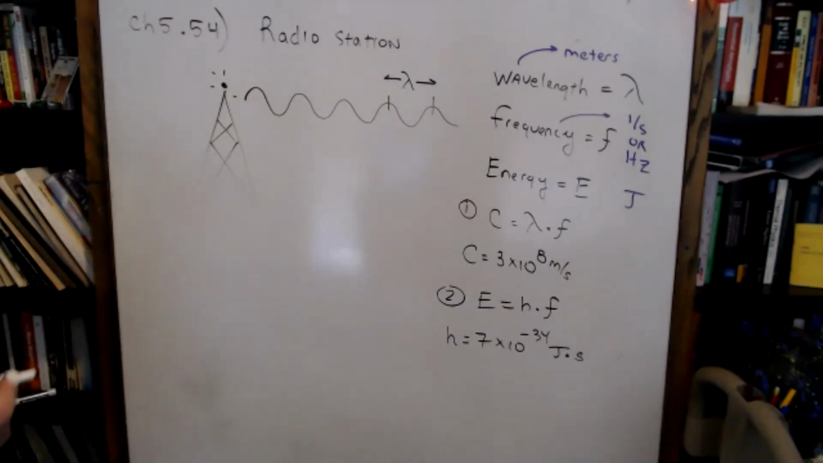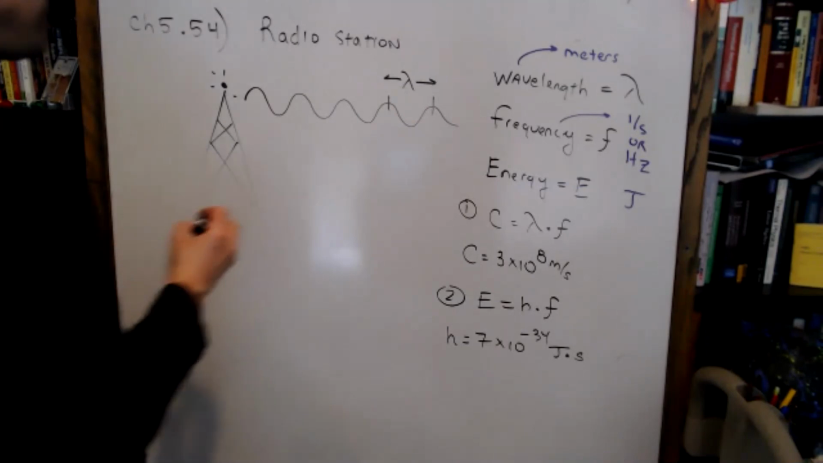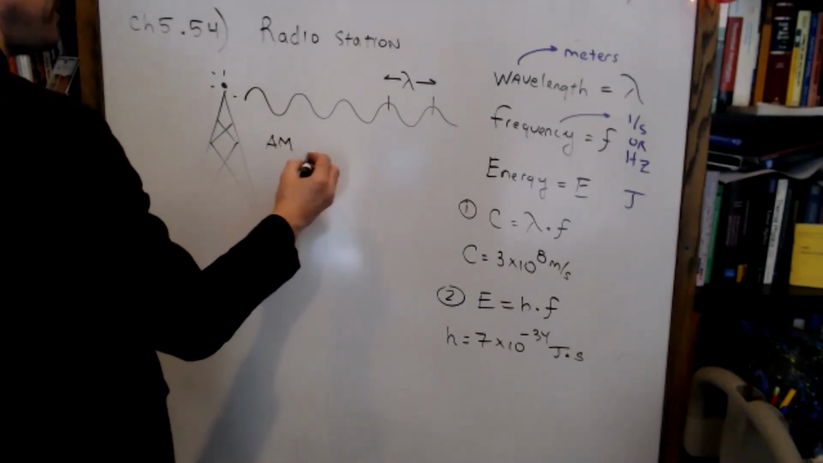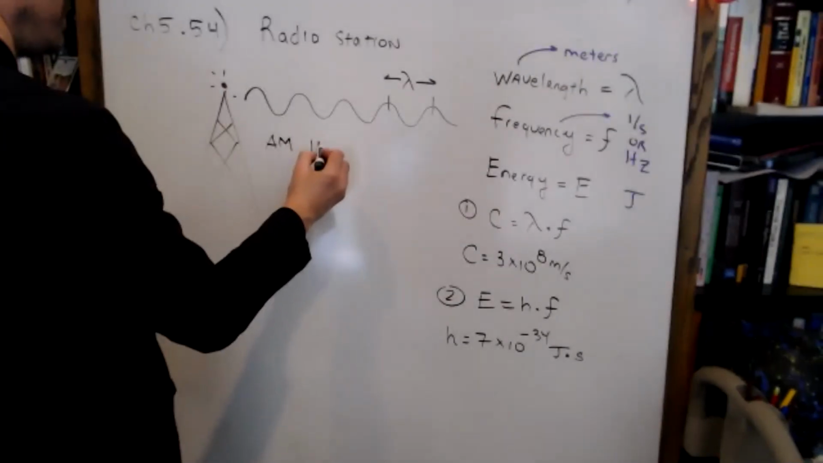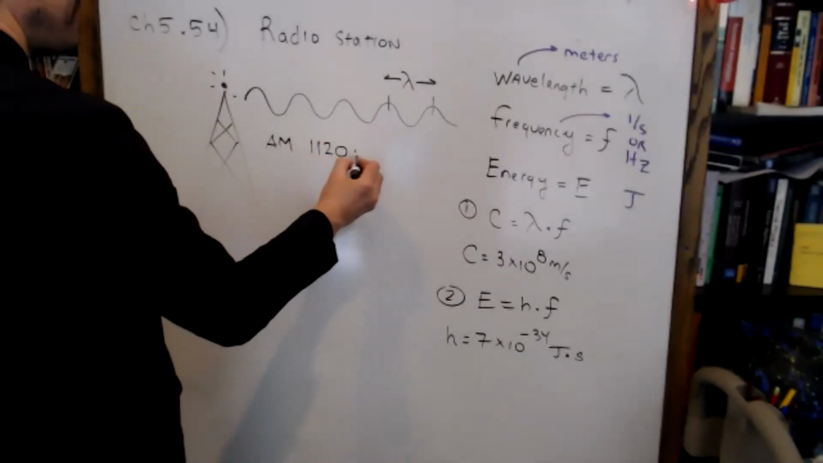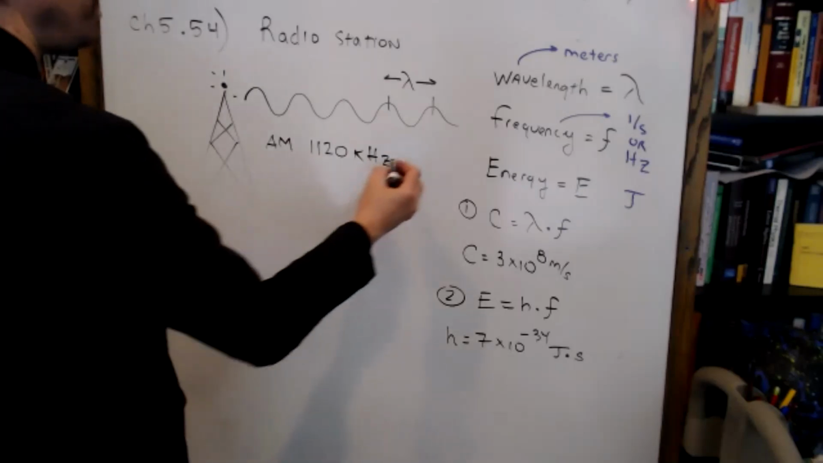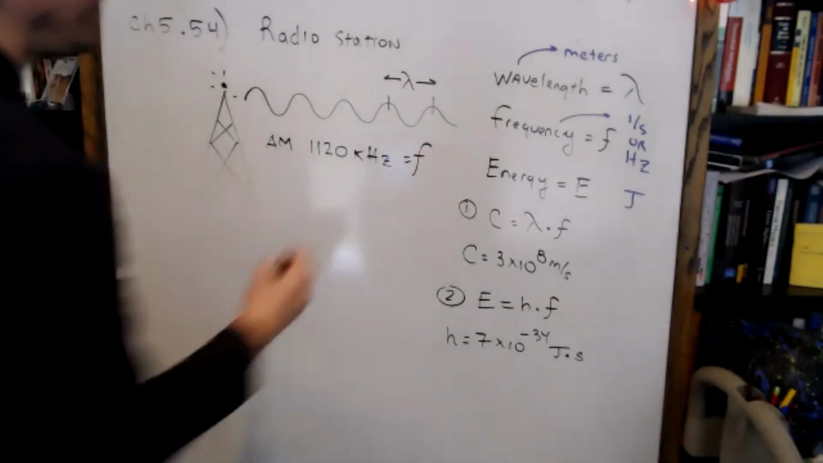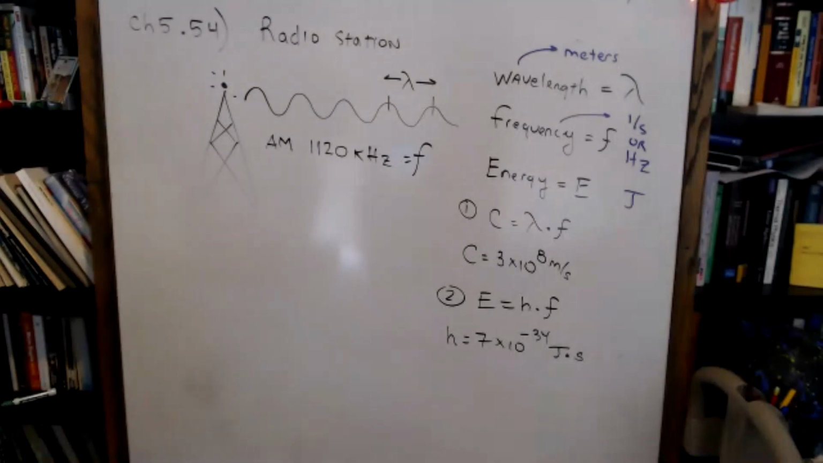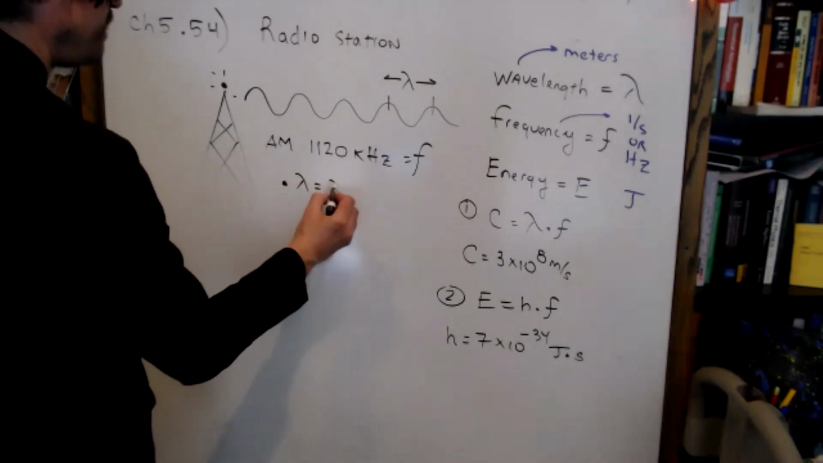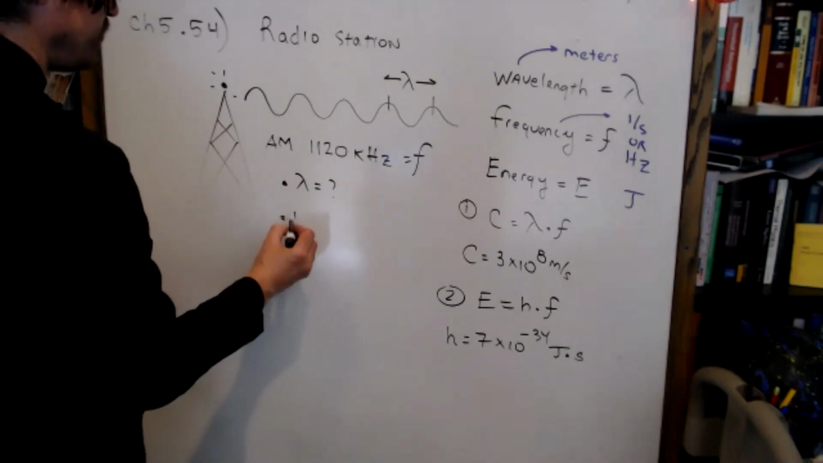Radio station. What is the wavelength of a radio photon from an AM radio station that broadcasts at 1,120 kilohertz? What is its energy? Okay, let me explain what's going on here. We've been given the frequency of the radio wave, 1120 kilohertz. Given the frequency, we're now asked to find both the wavelength and the energy.